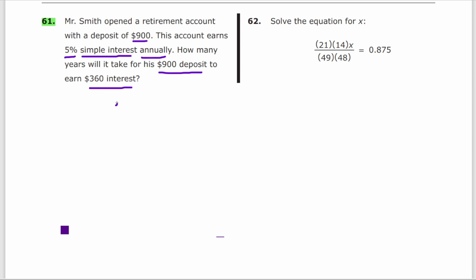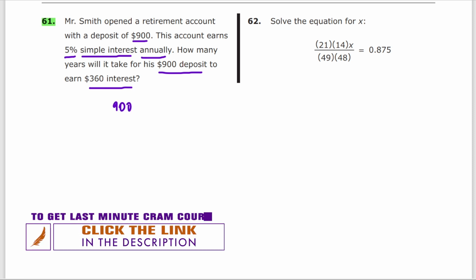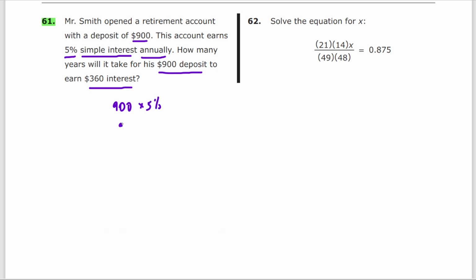So we have $900. We need to find out how much he earns per year. So we need to multiply this by 5%, which is the same thing as $900 multiplied by 0.05. Now these two zeros and these two decimals will essentially be canceling each other out. So we are left with 9 times 5, which is $45 per year.